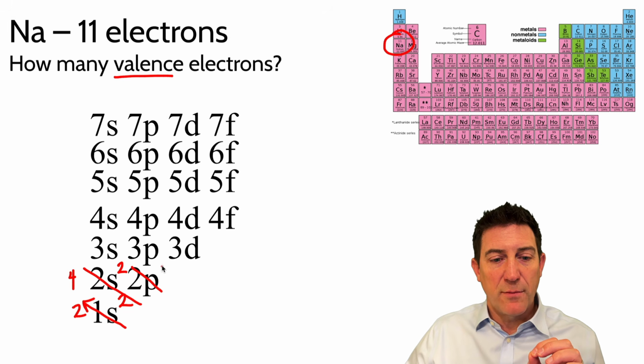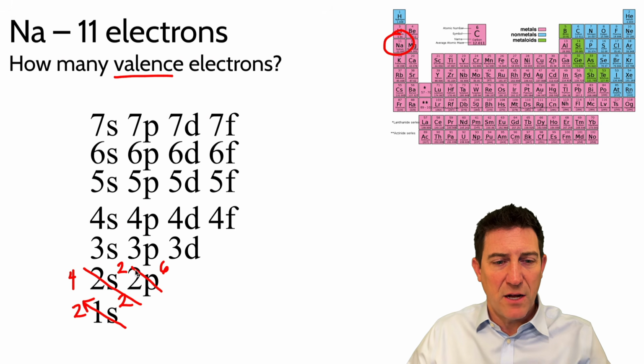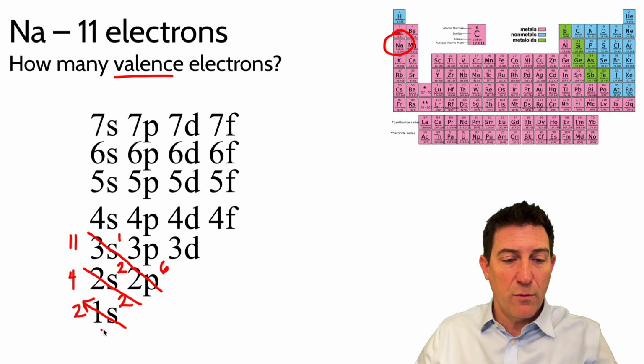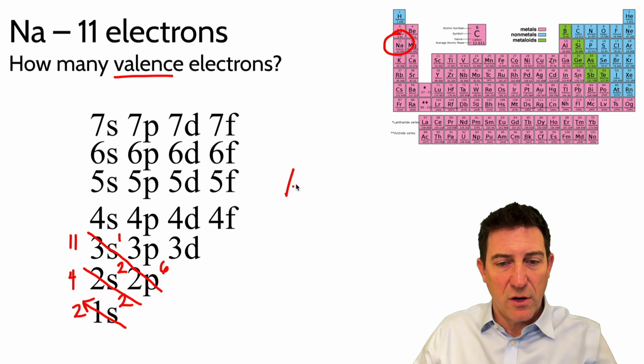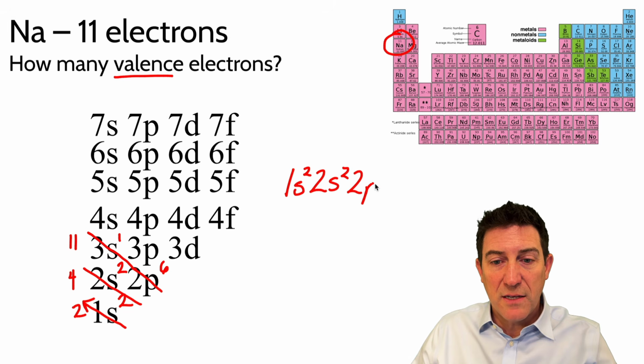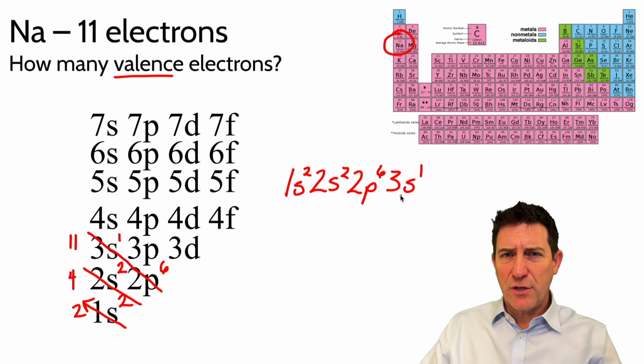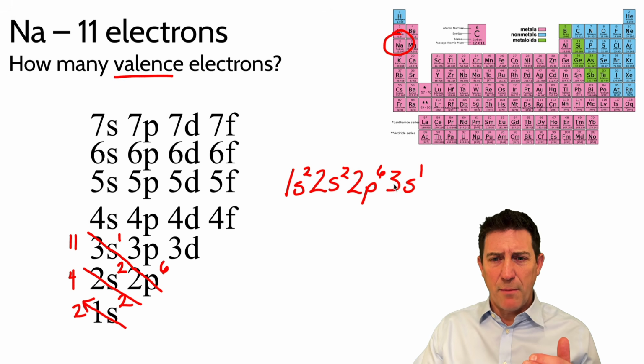The next six can live in the 2p. Now, if I count this up, I used 4 up down here. I just threw 6 more at it and they landed there, which means I only have 1 left and it's going to live right there. I've used a total of 11 electrons. Let's write this out in the order that we drew our lines through. That's called the electron configuration. We have 1s2, 2s2, 2p6, 3s1.